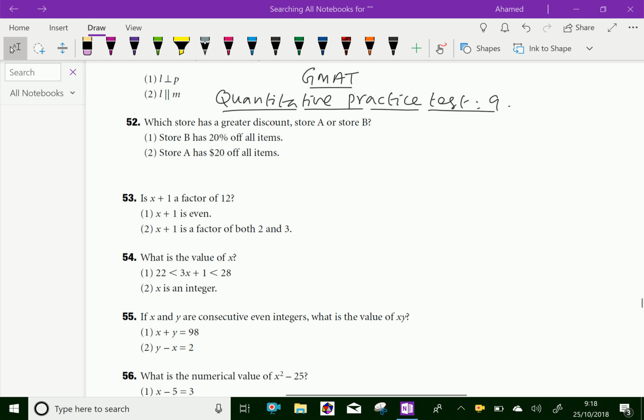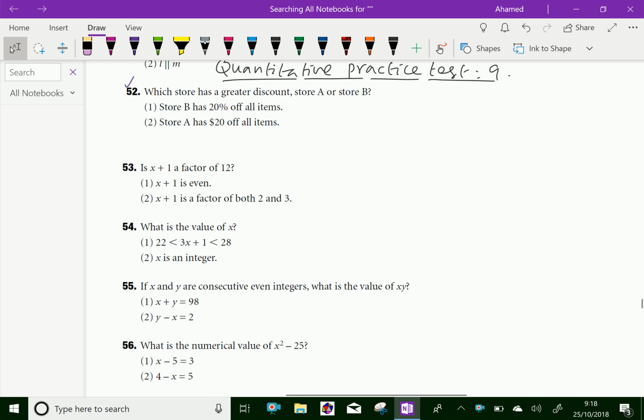In that, let us do the problems regarding data sufficiency. Look at these examples. Which store has a greater discount, that is store A or store B? Here, statement 1 is store B has 20% off all items. Store A has 20% off all items.